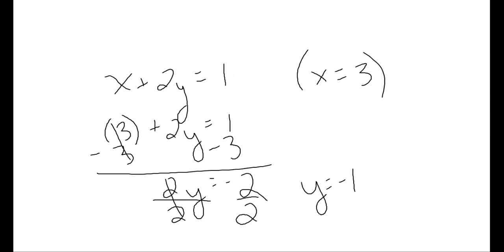So I just found out that these two graphs should intersect at the point 3, comma negative 1. Now we're going to use Desmos and see if that's true. So we're going to verify this graphically. Okay, so let's go back to Desmos and verify this graphically.